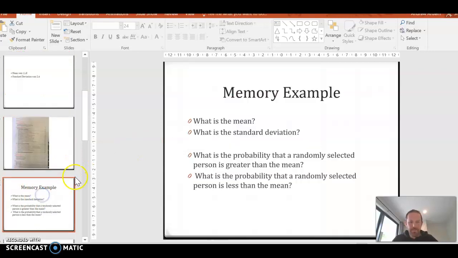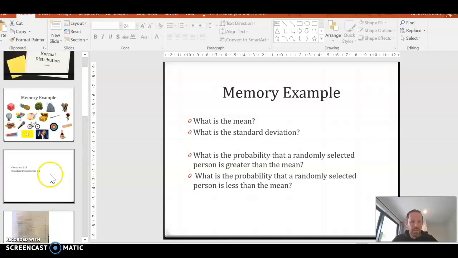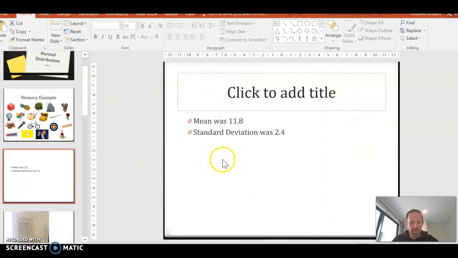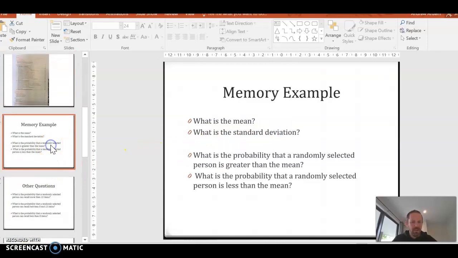Right, you'll recall we played the memory game. That's another game that I sometimes play, but we didn't do it this week or this time. 11.8 was the mean. That was the average number of items we could remember. And the standard deviation, as a measure of spread, is 2.4. More on standard deviation possibly when we get back to school.